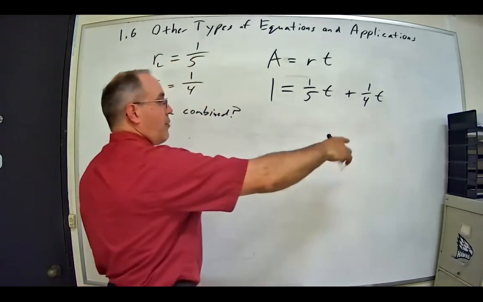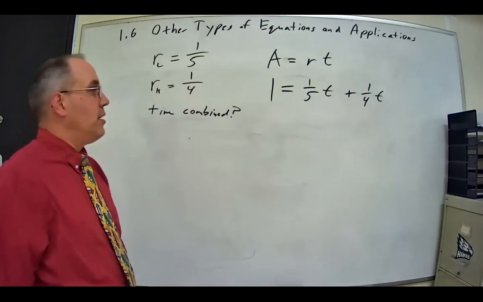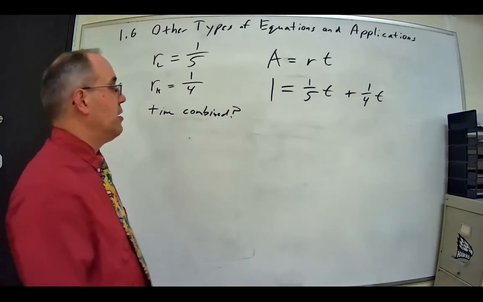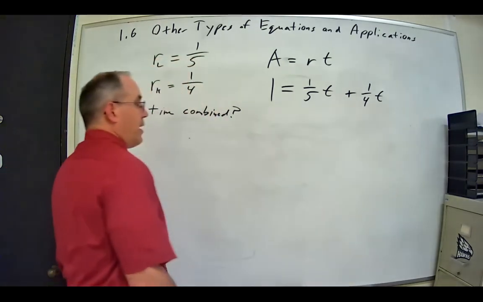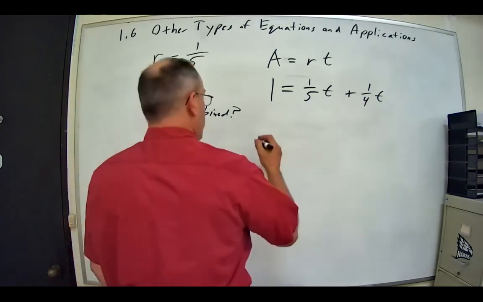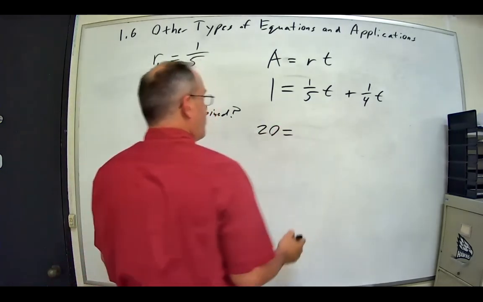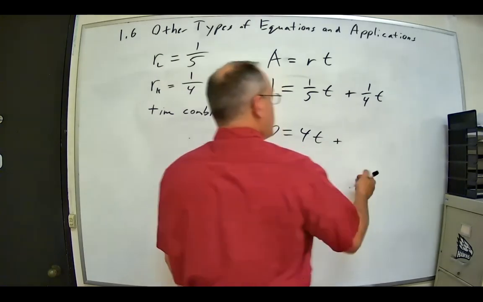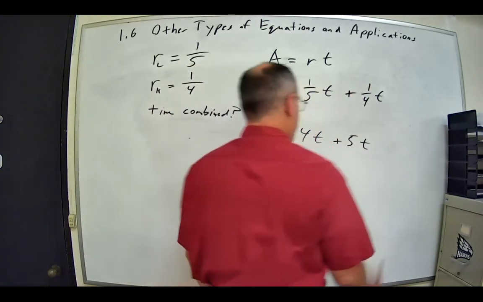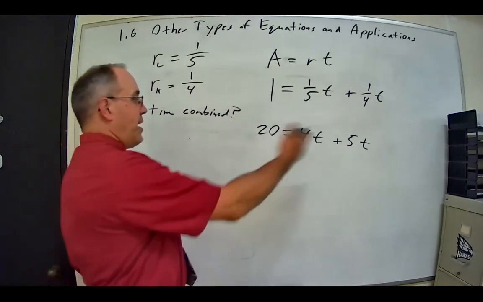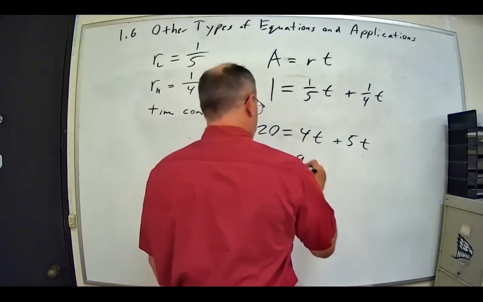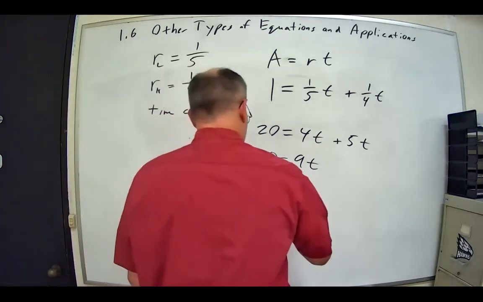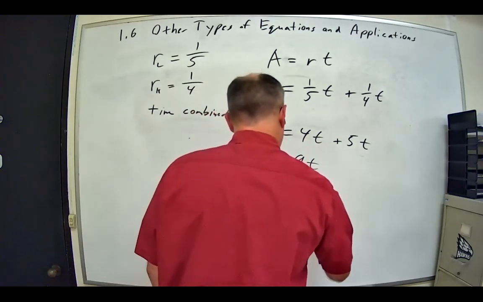So if we're solving for t, first thing I want to do is find a common denominator. I see 5 and 4. So I'm going to make that denominator 20. So now I can go through and I can basically just multiply through by 20. So I get 20 is equal to 20 divided by 5 is 4t, plus 20 divided by 4 is 5t. Combine like terms. 20 is equal to 9t. Divide both sides by 9. t is equal to 20 ninths.